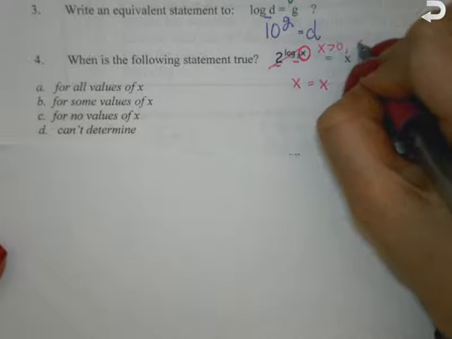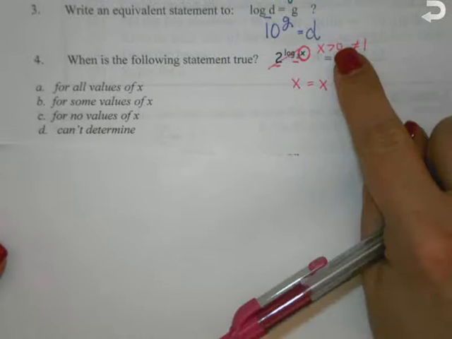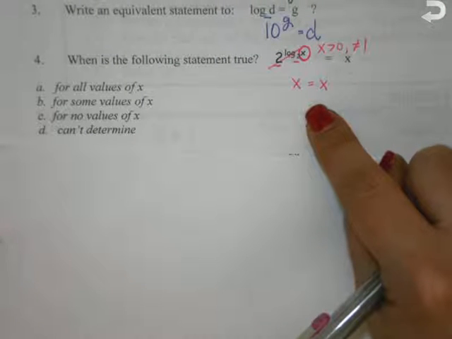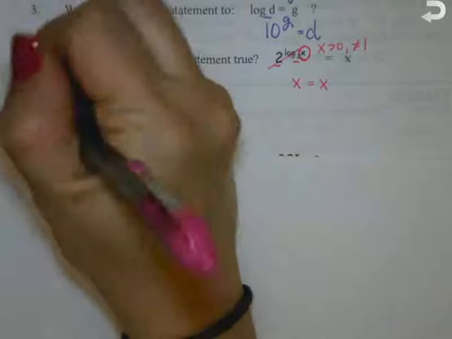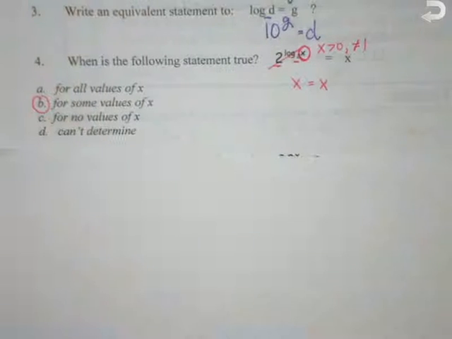Yeah. And it cannot equal 1. So, is this statement true for all values of x? No, not for negative, and not for 1. So what would our answer end up being? B, for some values of x, not for all of them.